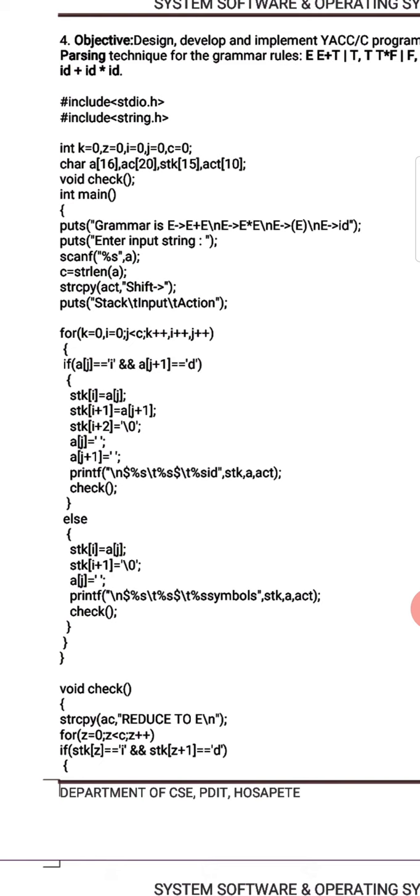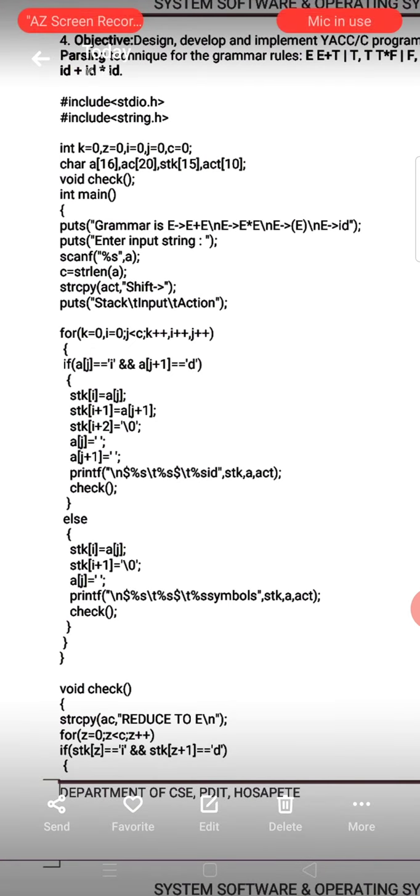Okay, now in the main function, the first statement itself is a print function. We are putting this statement, the grammar we are working with for the shift reduce parser, which is displayed on the terminal. Next, again we are placing one more statement onto the screen, that is enter the input string, and in order to read the input string we are invoking a scanf function.